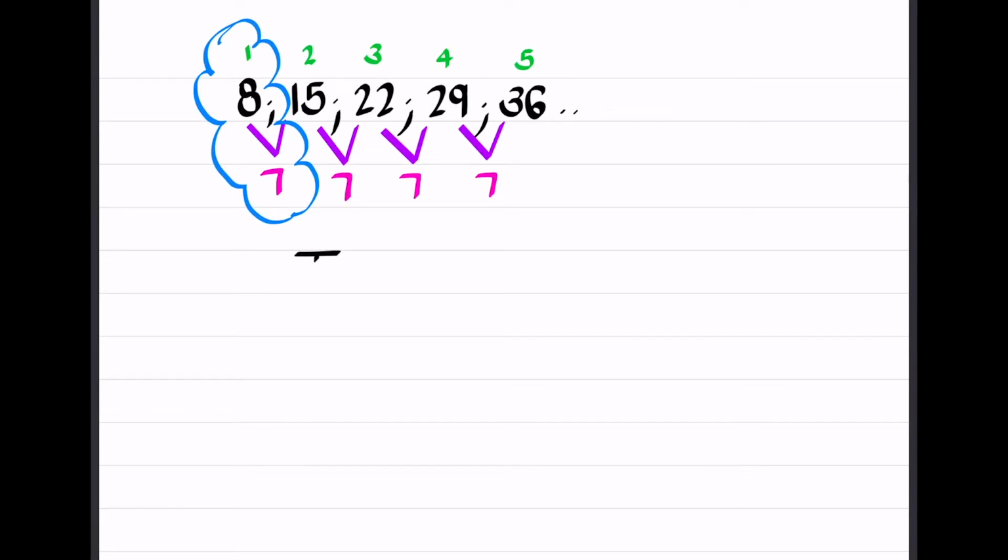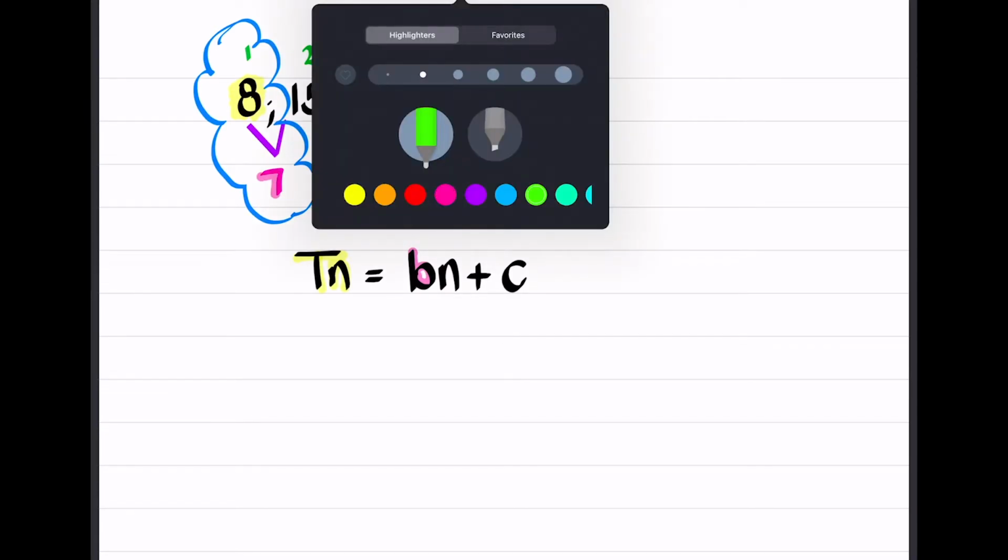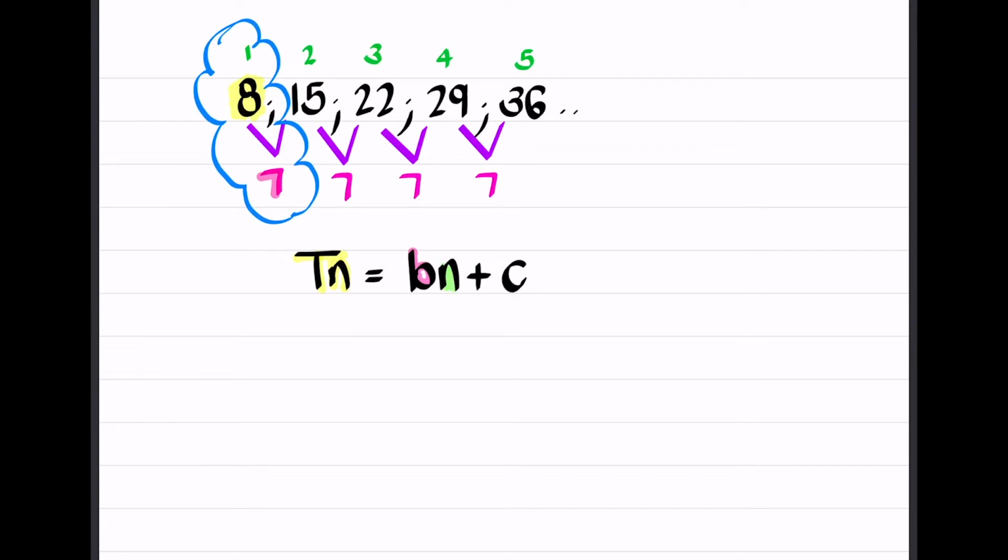So I have my formula, Tn is equal to Bn plus C. This Tn is the term value, so I'm going to color code it. That's going to be the 8. Then I have my B, which is my constant difference, so that's going to be the 7. My n is my term number, and that is at the top, it's term number 1.